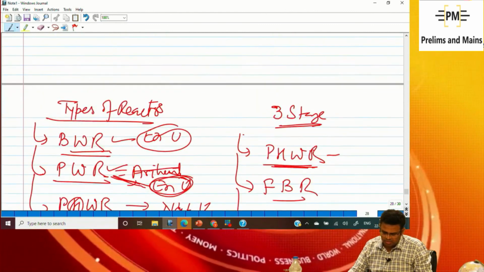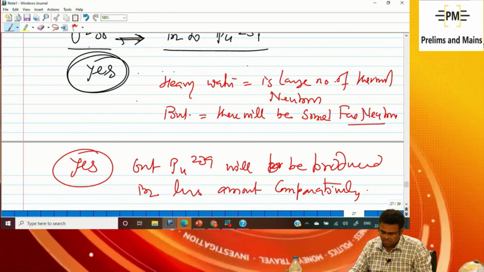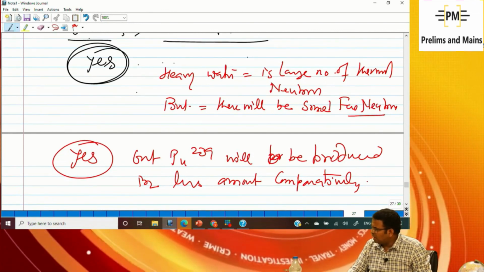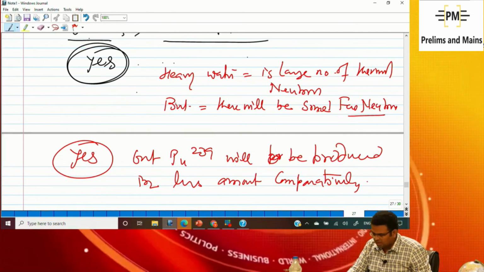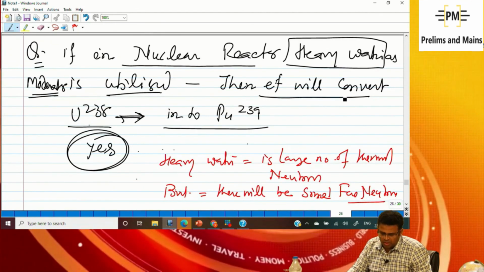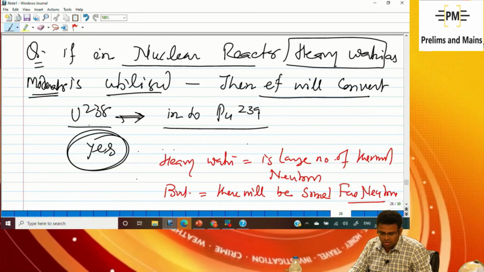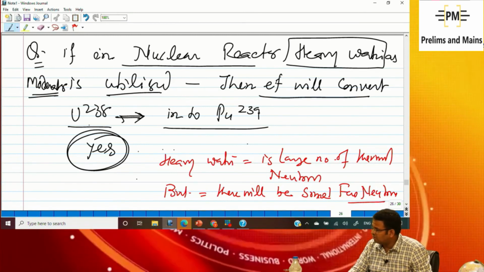Which concept, beta? Last slide. Priya, I don't understand what you are asking. If in a natural reactor heavy water moderator is utilized, then will it convert uranium 238 into plutonium 239?